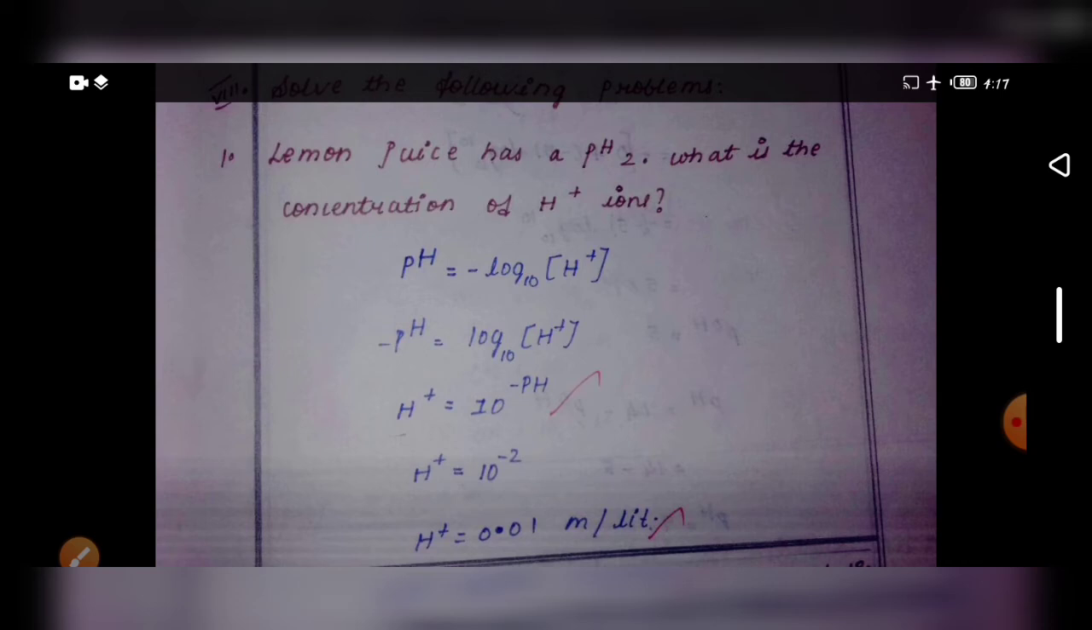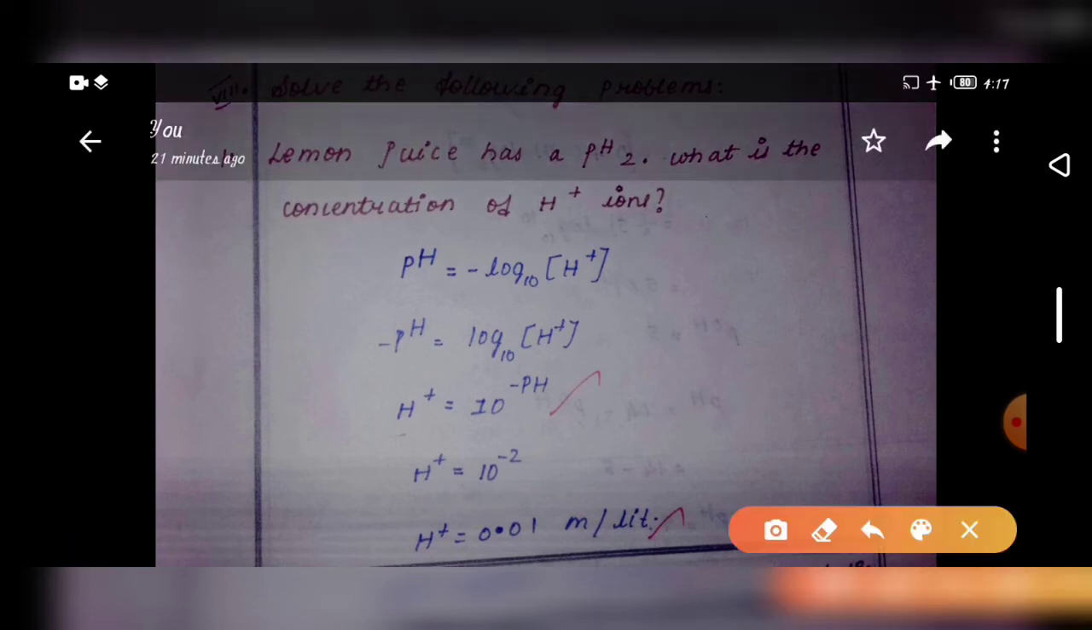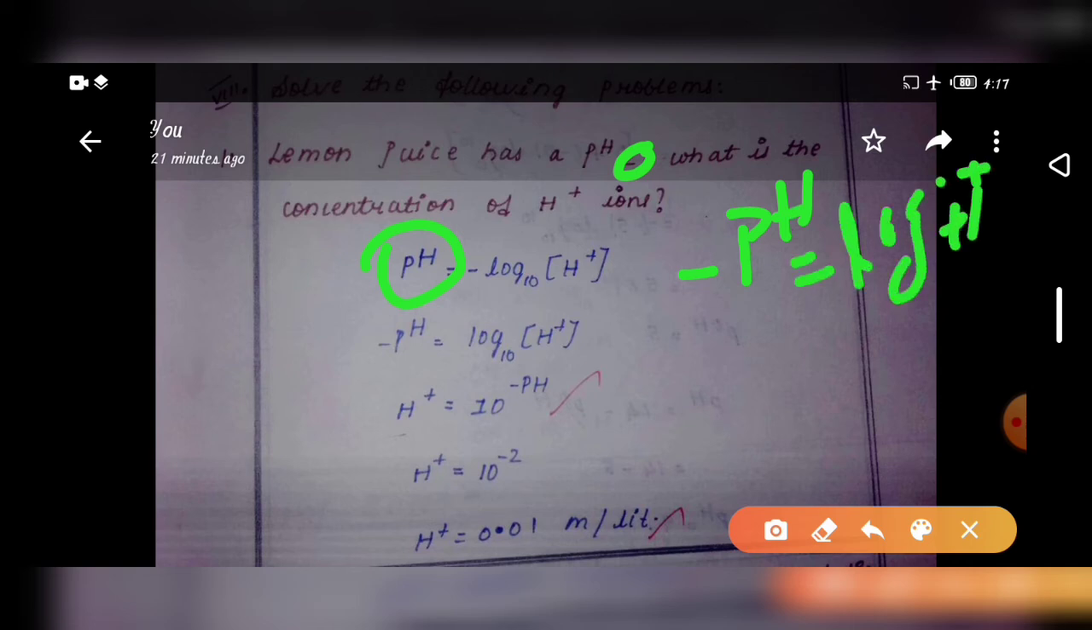What is the concentration of H+ if the pH value is equal to 2? First of all, you write pH is equal to minus log of H+ concentration. They have given the pH value, that is 2. Now you have to write minus pH equal to log of H+ ion concentration to the base 10.